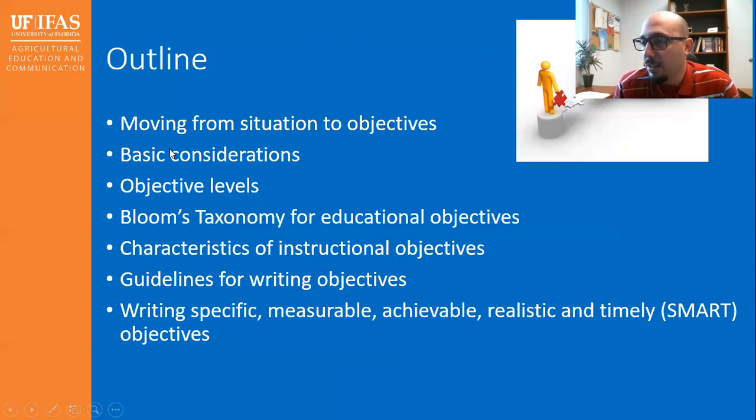So a brief outline of what we'll be going over today is yesterday we went over the situational statement and needs assessment process, so we'll discuss moving from that situation to your objectives. Just some real basic consideration for objective development, and then getting into what those objectives look like. So the main objective levels that you want to create within your packet, Bloom's taxonomies for educational objectives, and then some of the guidelines for writing objectives like using the SMART framework.